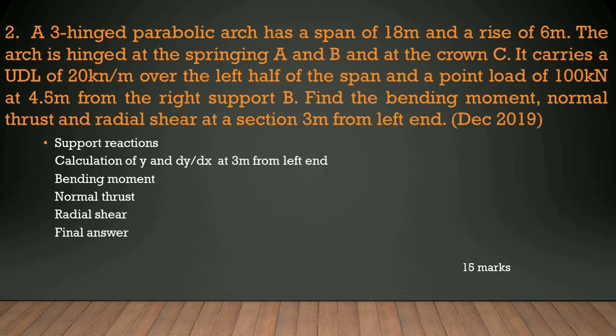In this question, first you have to find out the support reactions using equilibrium equation. Then you have to write down the equation for parabola. Then you have to find out the value of theta at 3 meter distance from the left end. There you have to cut a section and find out the bending moment using equation Mx minus Hy. Then you will have to find out Vx and Hx and apply it to the equations of normal thrust and radial shear.